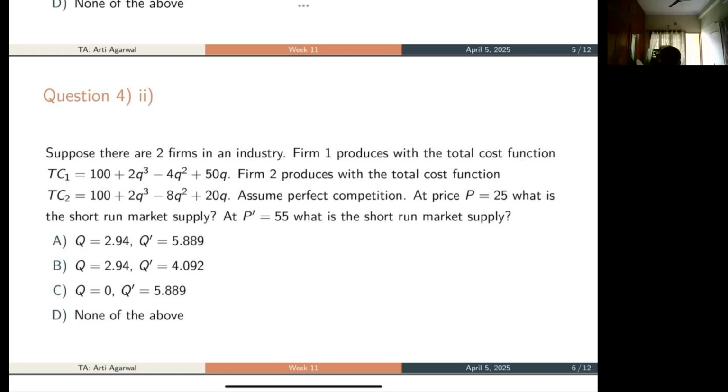Madam, short-run market supply for which firm? Because we have two equations over here. Yeah, the question is always saying what it is asking: market supply for both the firms. You have to see which firm is going to be supplying, right? That is the whole point of the question. Madam, when you say market, I think both the firms are to be added up, right? Yes.